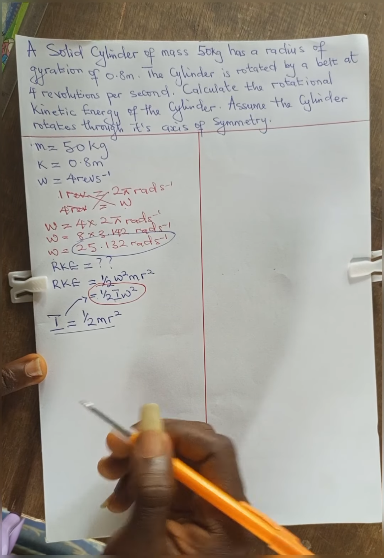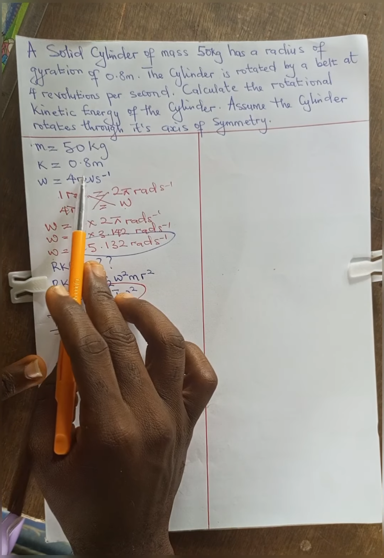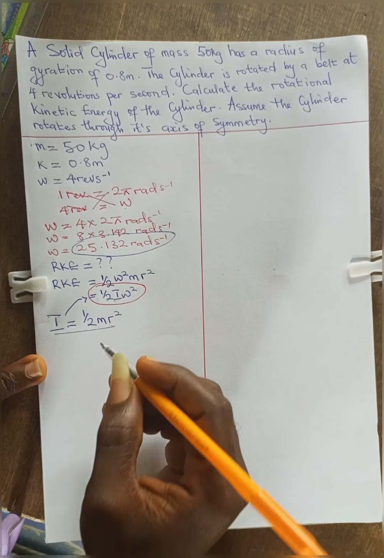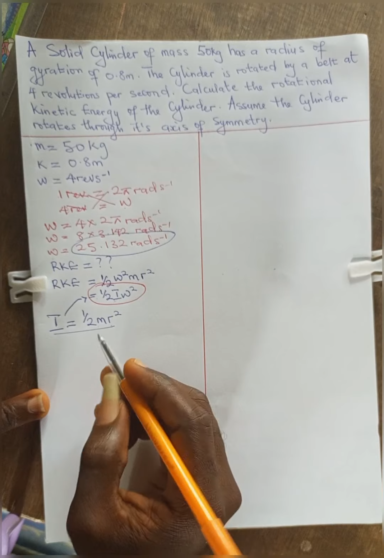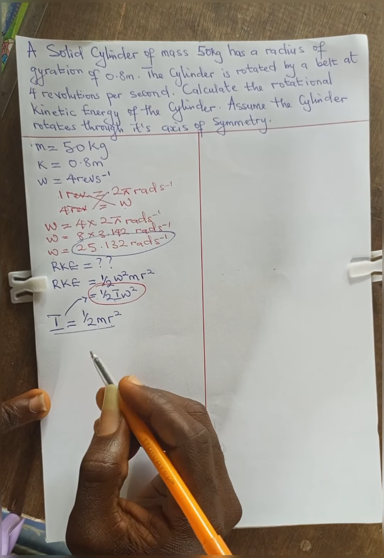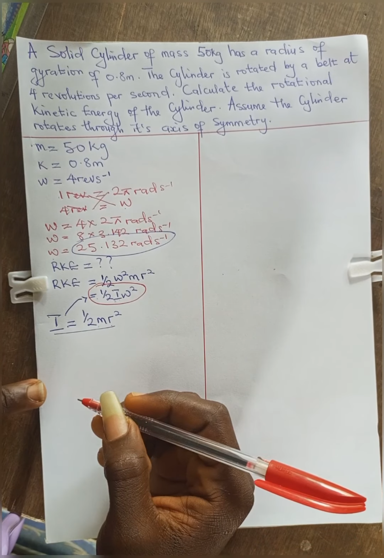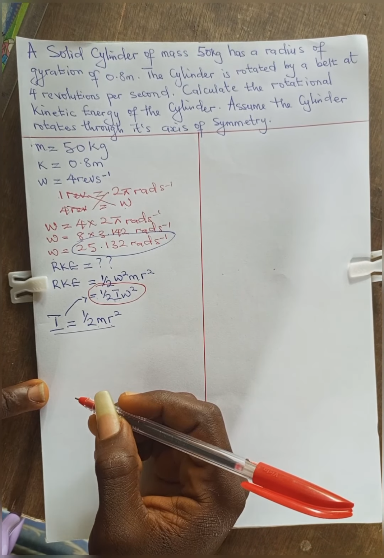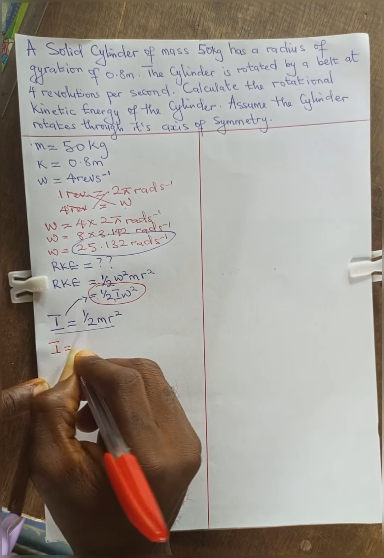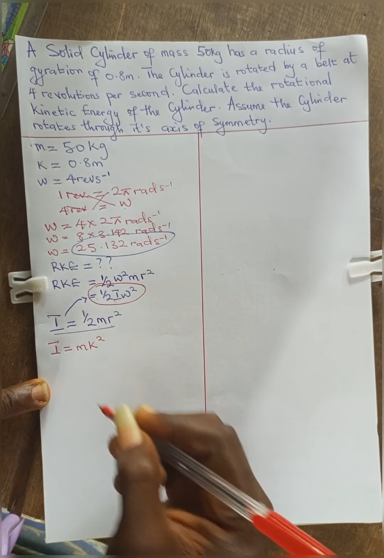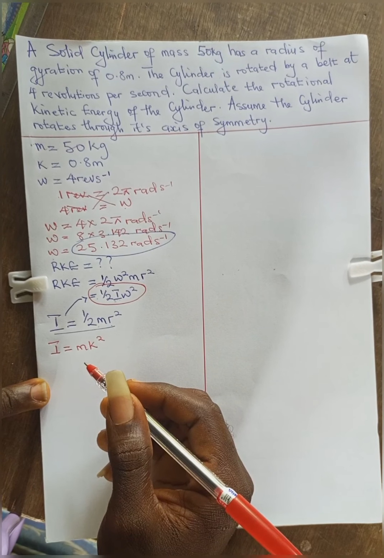If you also look well, we need mass and radius, but they no give us radius. Wetin dem give us na radius of gyration, but no be natural radius. So we also need to find radius. Now wetin we go do to find radius? Now there's a formula wey connect normal radius and radius of gyration. So the first thing is we need to look for the general formula for radius of gyration of particles, and that one we get am as I equals m k square. So this na the general formula wey connect moment of inertia and radius of gyration.